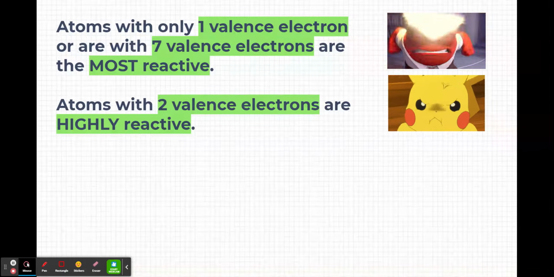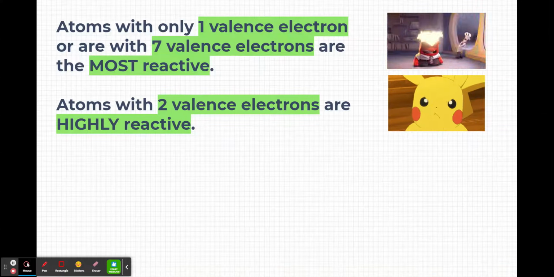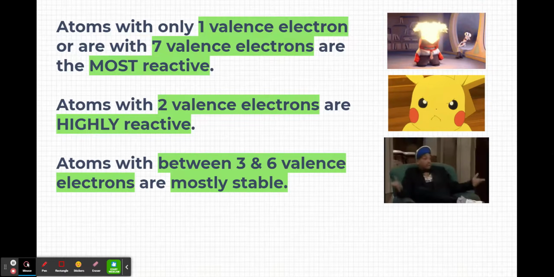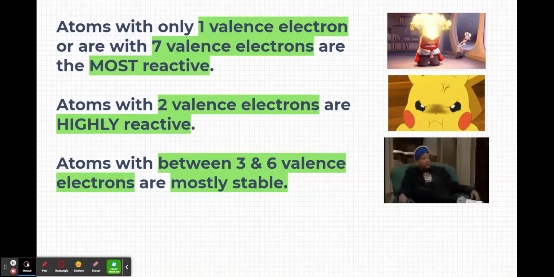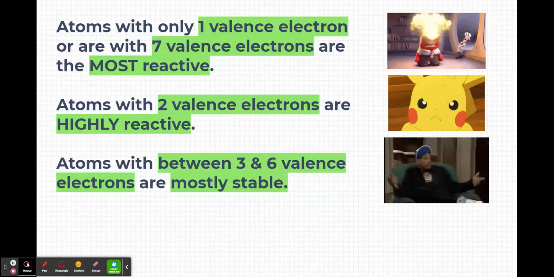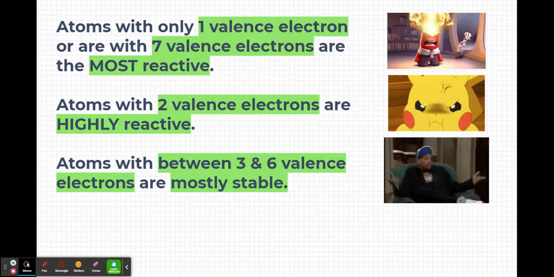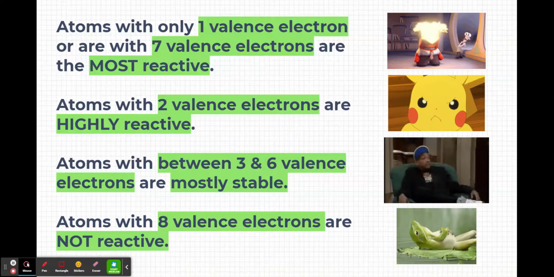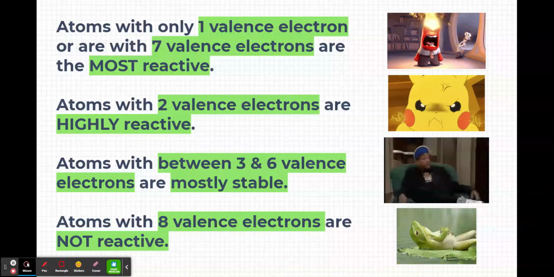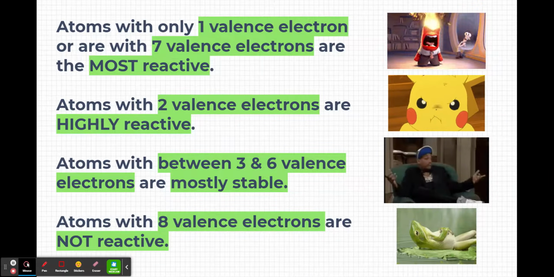Atoms with 2 valence electrons are highly reactive. So they're not the most reactive elements on the periodic table, but they react fairly violently still. Atoms with between 3 and 6 valence electrons are mostly stable. They will react, but there won't be very explosive, big reactions. And then atoms with 8 valence electrons are not reactive. The only other case where an atom with less than 8 valence electrons would not be reactive is if it's helium, because it only has 2 electrons to begin with.